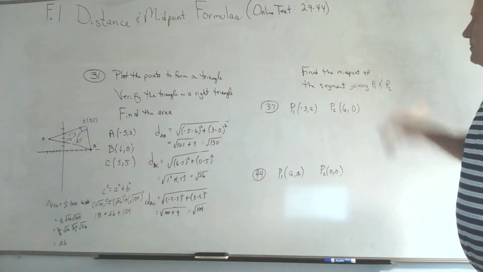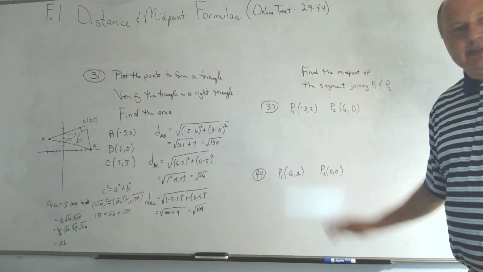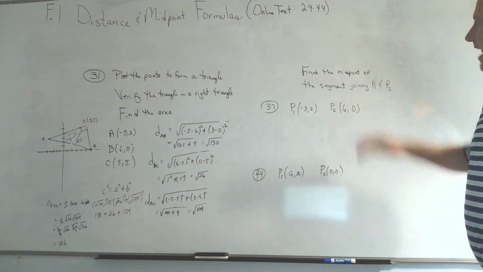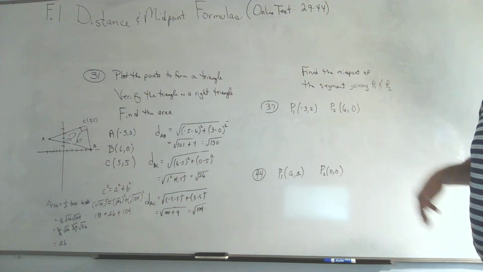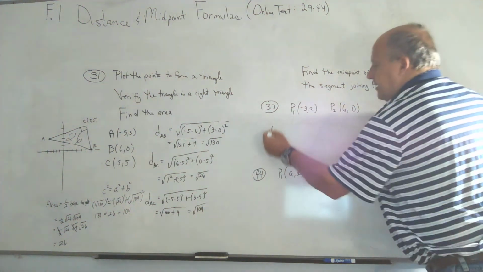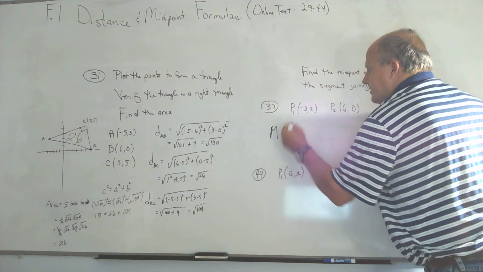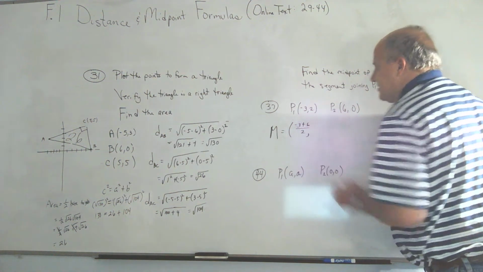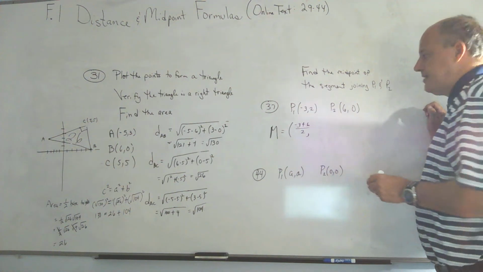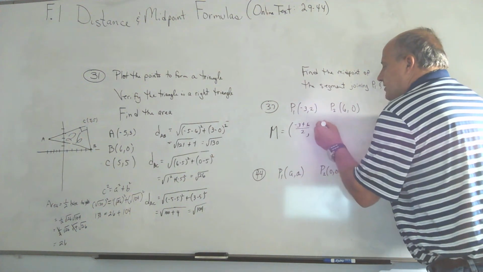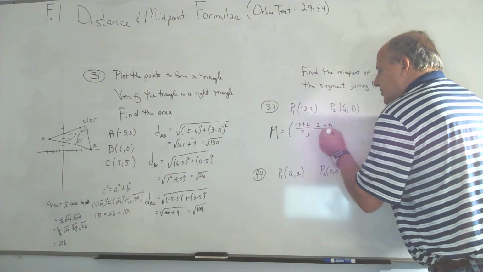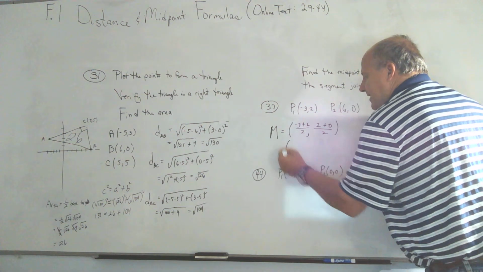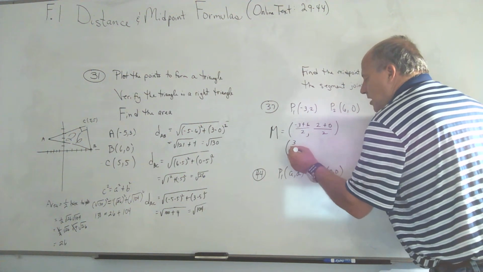The next two problems are just simple midpoints. This won't take us very long at all. It's just the average of the x coordinates and the average of the y coordinates. So the midpoint, capital M, is -3 plus 6 divided by 2. You add up the abscissas and divide by 2, and then add up the ordinates, 2 plus 0 divided by 2. So the point in the middle is 3/2, comma 1.